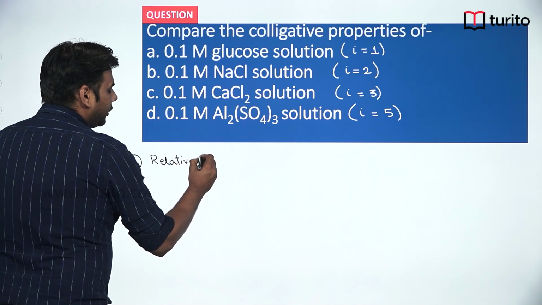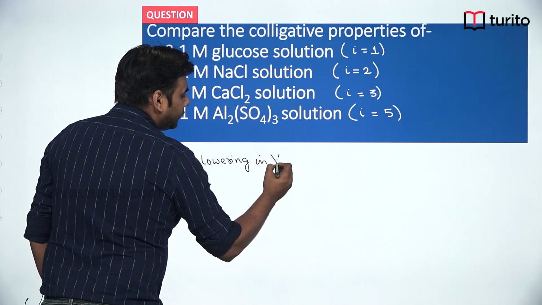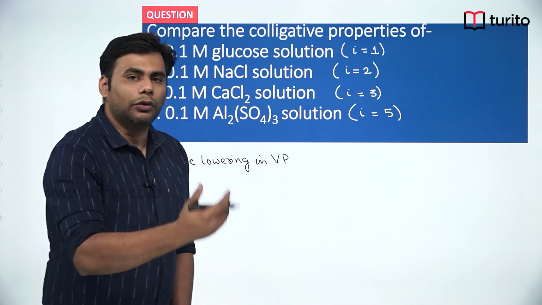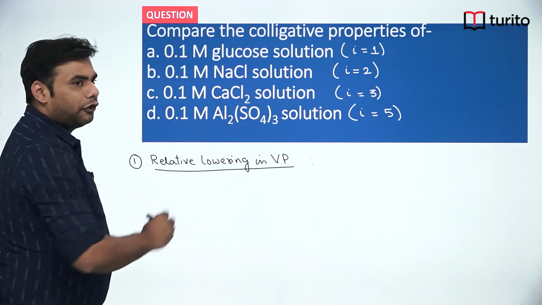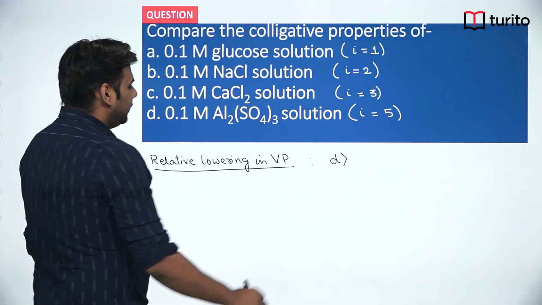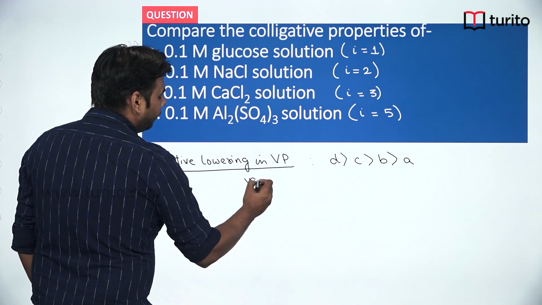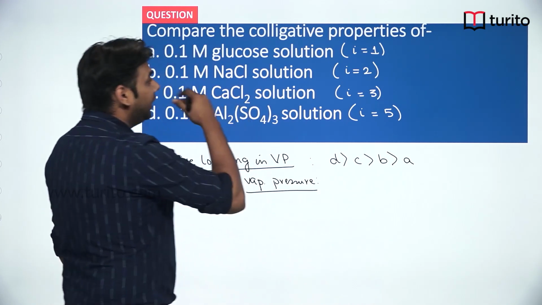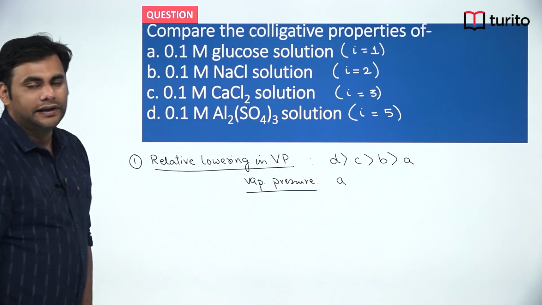Now we know that relative lowering in vapor pressure is a colligative property. So more is the number of particles in the solution, more would be the lowering in vapor pressure. So the lowering in vapor pressure would be maximum for D, because it has the maximum number of solute particles, followed by C, followed by B, followed by A. If you want to write in terms of vapor pressure over the solution, which of the following solutions will have the maximum vapor pressure over the solution? That is A, because the number of solute particles is least in that case.